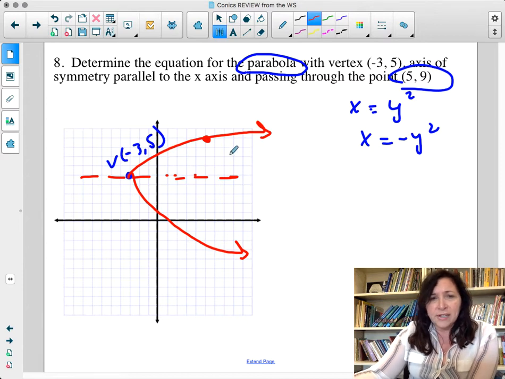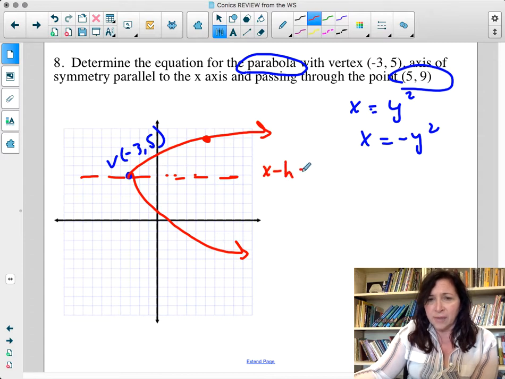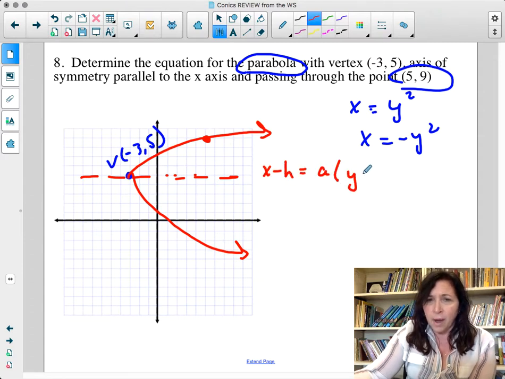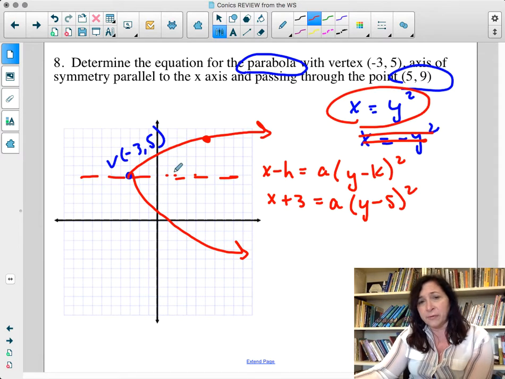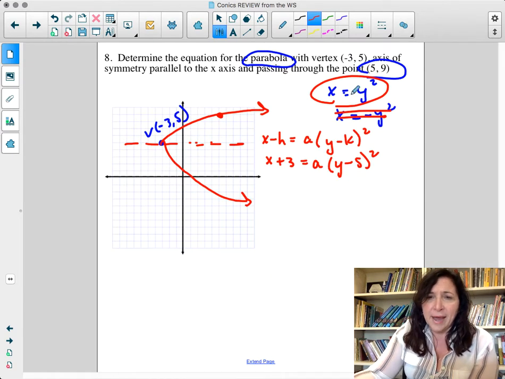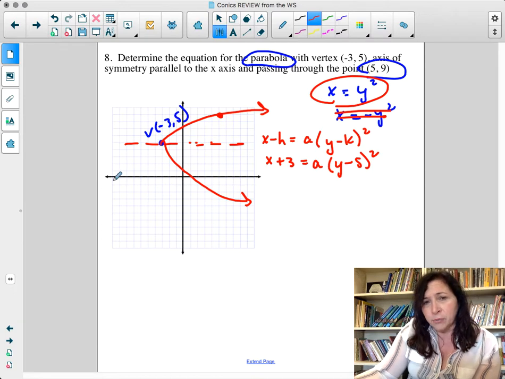So what I need to do is start off my equation. It's going to be x minus h is equal to a times the quantity y minus k, quantity squared. I know so far it'll be x plus 3 is equal to some value here times y minus k, which will be y minus 5, quantity squared. So we know it's not this equation here because this is my positive graph here. Now, because we don't have a focus point to find p, remember this value here is 1 over 4p, and I don't have a directrix to use that.